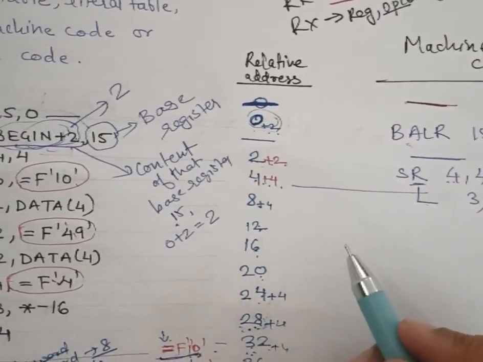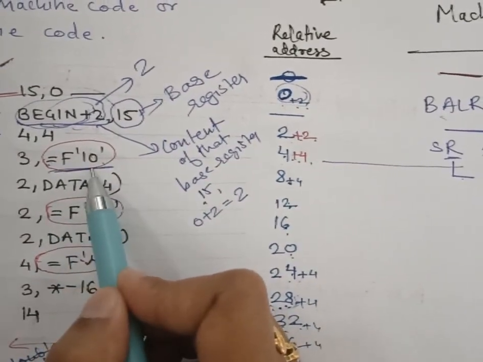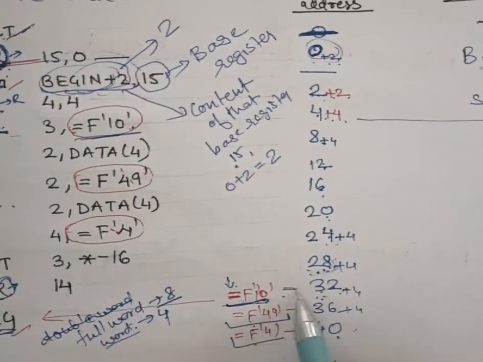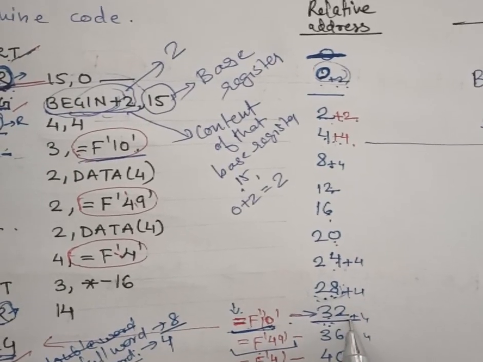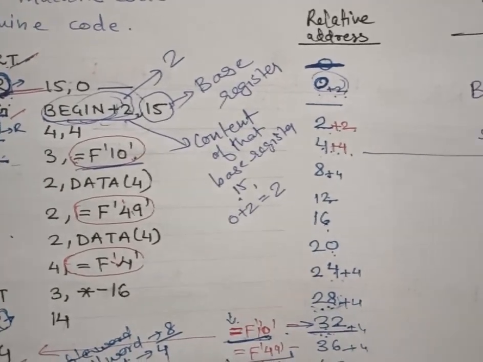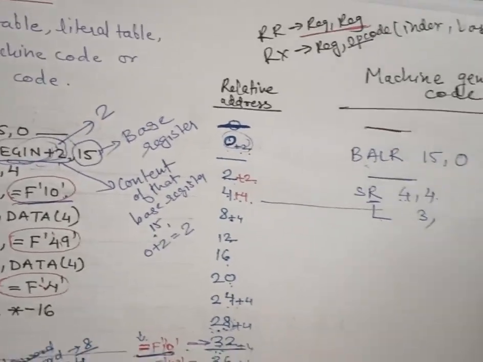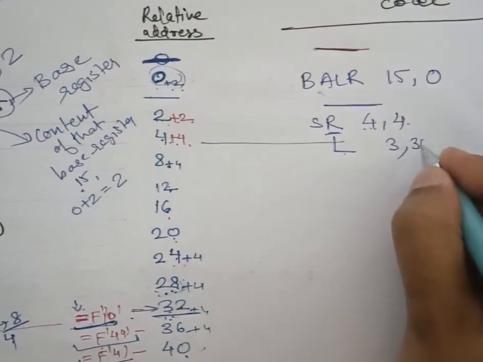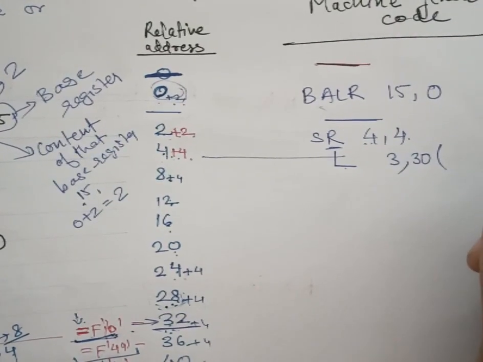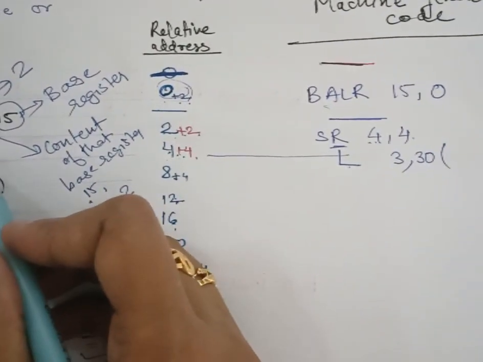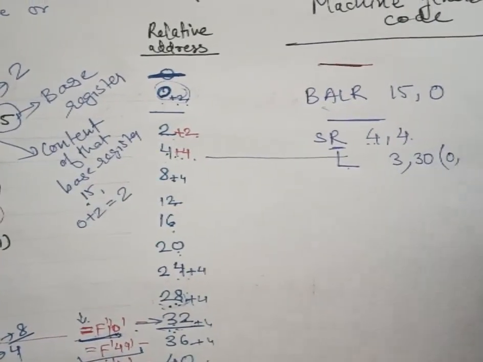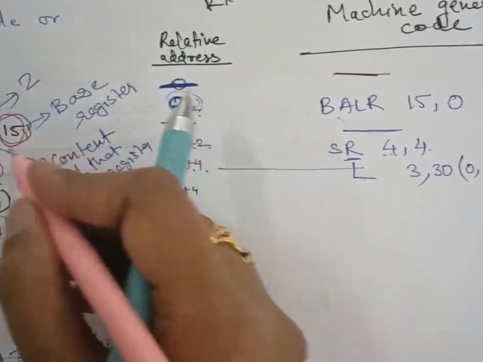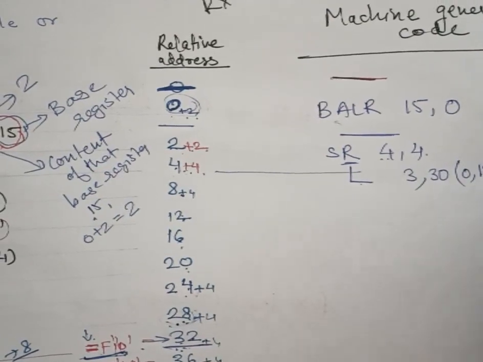So the opcode gets found with the help of the f of 10. Now we have to see the relative address of f of 10. So here we are having the relative address of f of 10, that is 32, and as I told you, 32 minus the content of base register, which is 2, so it will become 30. So here the 30 will be the opcode. In bracket we have to write the index. So you can see here no constant number is given, so the index is always 0. And as I told you, the base register is always found with the help of the using. So 15 is the base register, so here 15 is there.